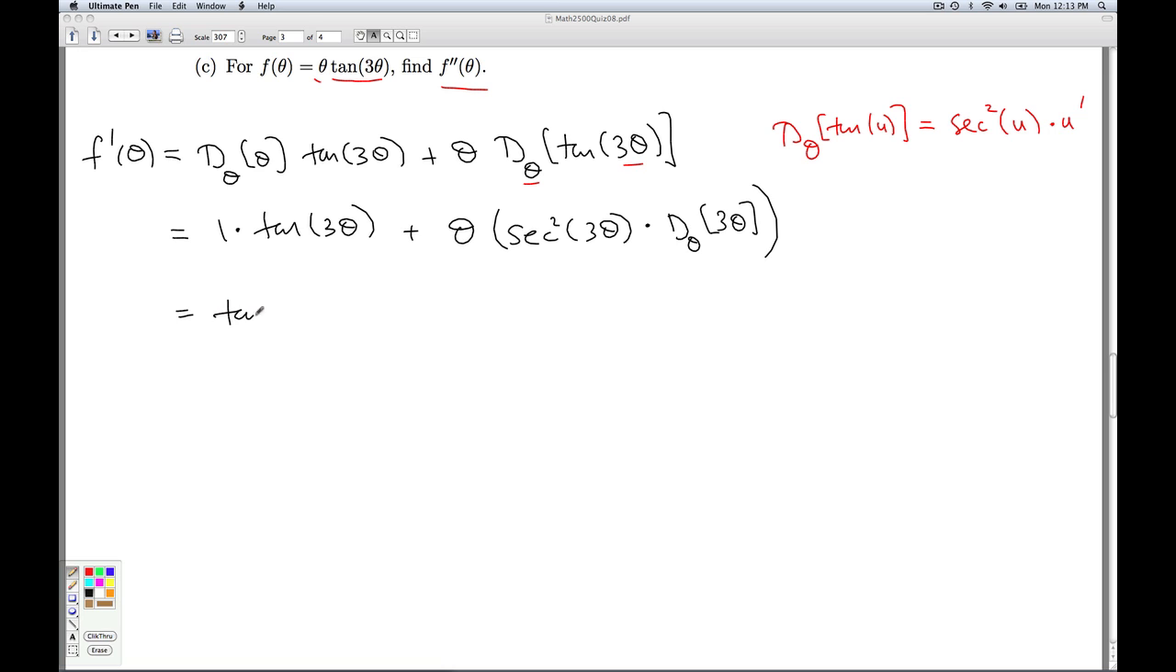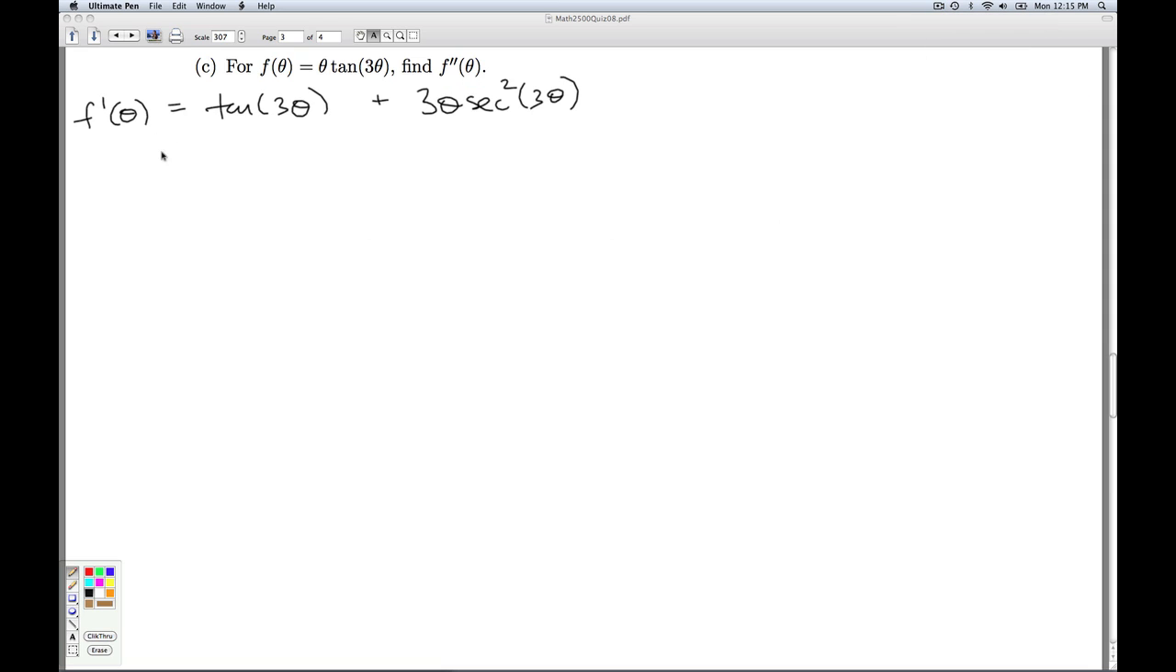So I get the tangent of 3 theta plus the derivative with respect to theta of 3 theta is just 3. So I have a 3 I can migrate out front. So 3 theta secant squared 3 theta. That gives us our first derivative. Okay, there's our first derivative. Now we're going for the second derivative.